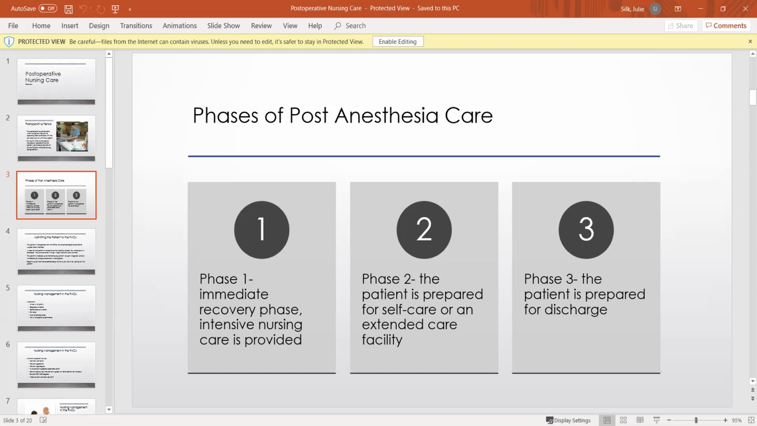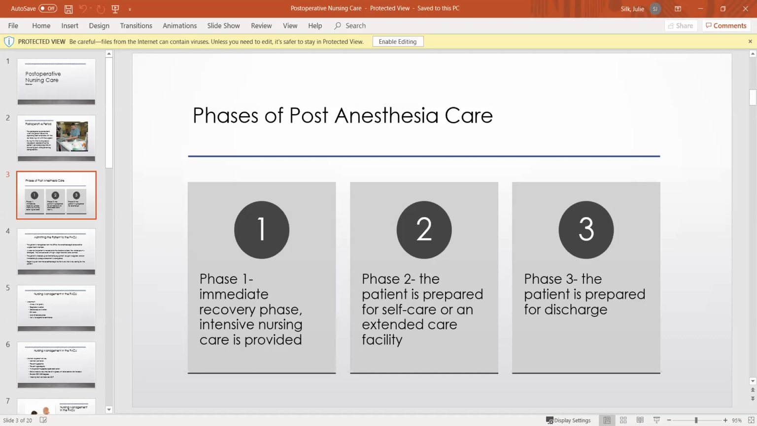Phase 1 would be right when you come out of the OR. You need a little bit more intensive nursing care at that point because you're not quite coming out of your anesthesia enough yet. You might be on a heart monitor, and you would have one-on-one nursing care basically. Sometimes people are still ventilated, so you would have to take them off the ventilator once they get to the recovery room. There's a lot of intensive things that you do in that first phase.